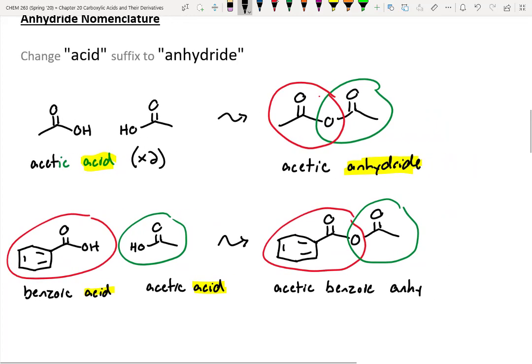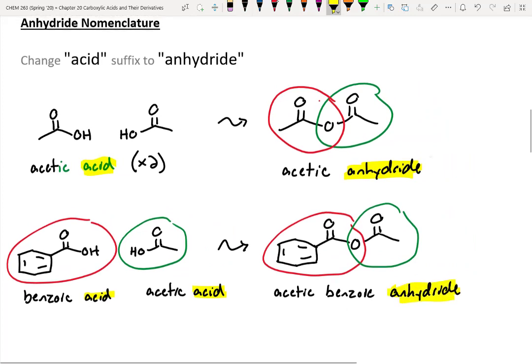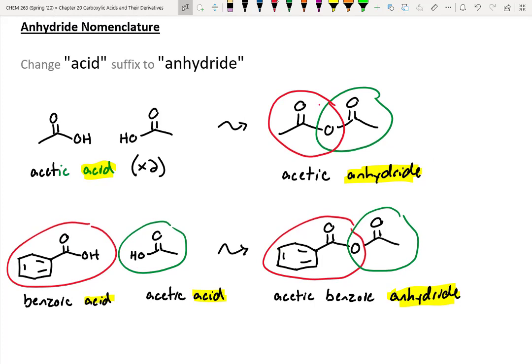Let me zoom out a bit. And there we go. I'm not really going to get into some of the really weird examples where you've got, let's say, branching coming off of one or the other. We're just going to stick with naming really simple anhydrides in this course.